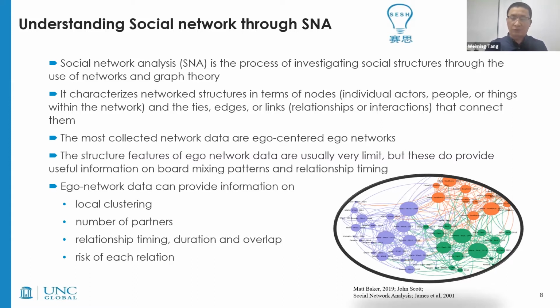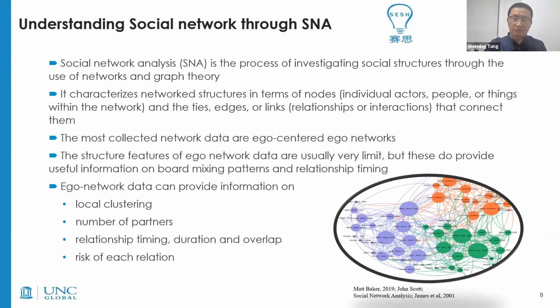The most common social network is the ego-centric network. The structural features of an ego network are actually very limited. However, it gives us some very important data regarding partnership patterns and relationship timing. The ego network can provide information on the relationships between individuals, usually forming local clustering, and we can know how many partners or people they have. Through social network analysis, we can also know the relationship timing, the duration of the relationship, and how the relationships overlap. Of course, we will also understand the risk of each relationship. In a later section, I will give more detailed information about social network analysis.